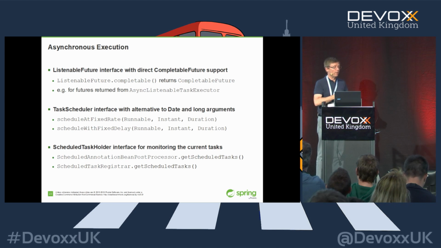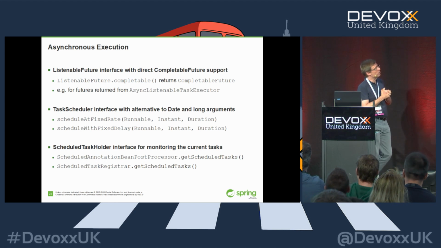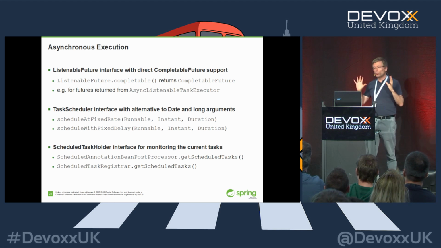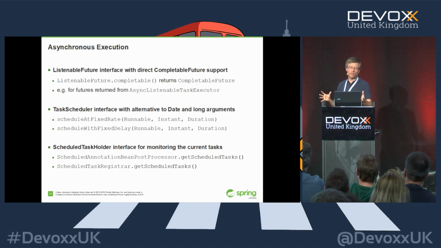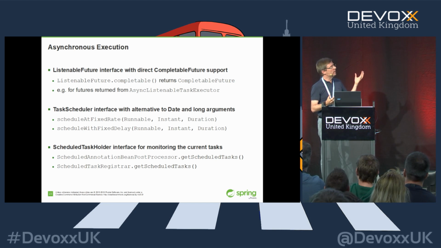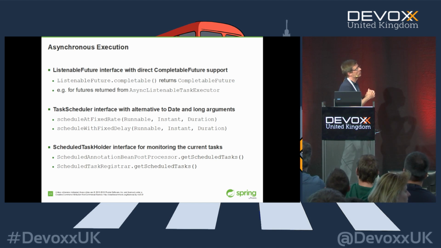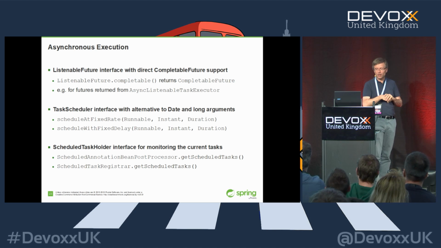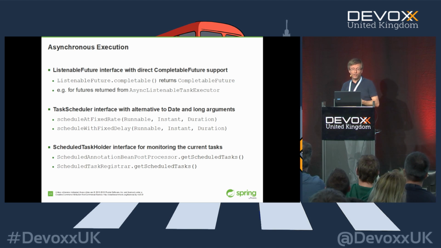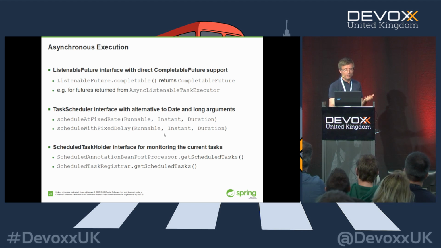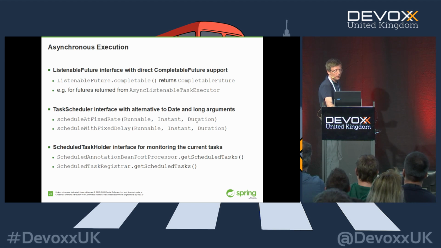We always talk about reactive architectures, but in Spring Framework 5, we actually revisited our traditional scheduling abstractions as well. So, for example, ListenableFuture has a direct integration with Java 8's CompletableFuture now. The TaskScheduler interface does a few nice little things, like instead of dates, it accepts Java time Instant and Java time Duration as the arguments now.